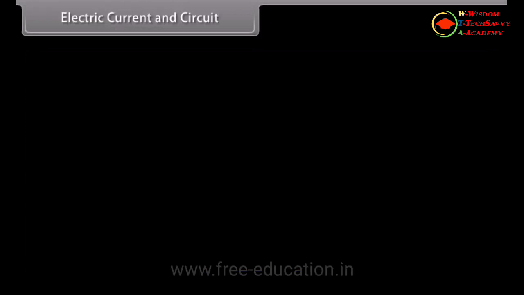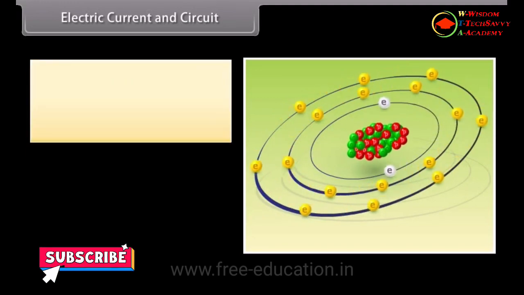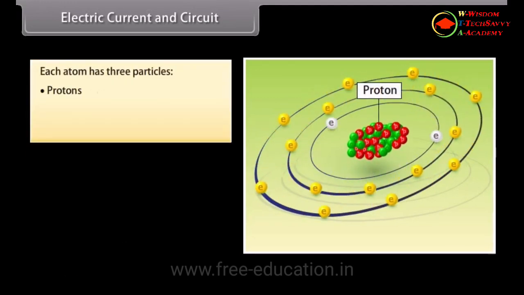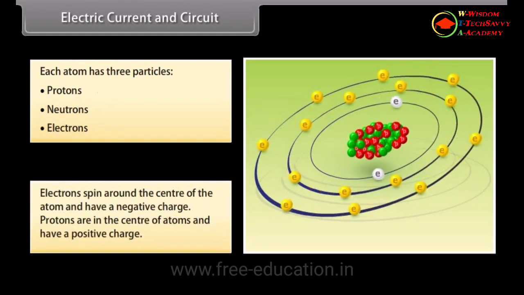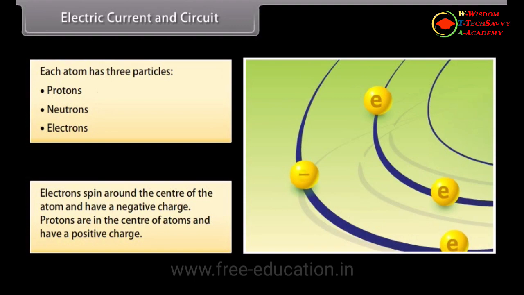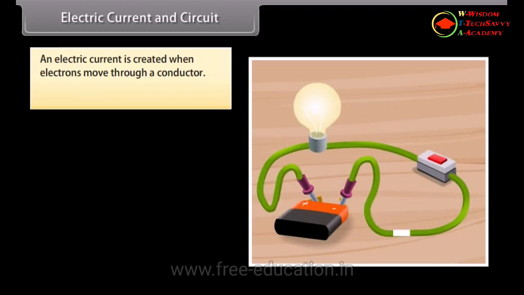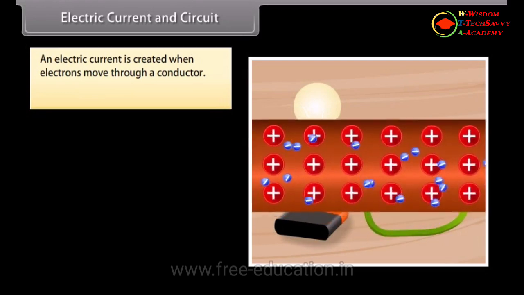Electric current and circuit. All things around us are made up of atoms. Each has three particles: protons, neutrons and electrons. Electrons spin around the center of the atom and have a negative charge. Protons are in the center of atoms and have a positive charge. An electric current is created when electrons move through a conductor.